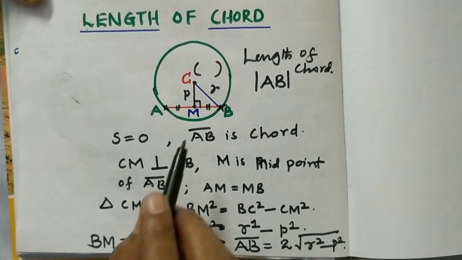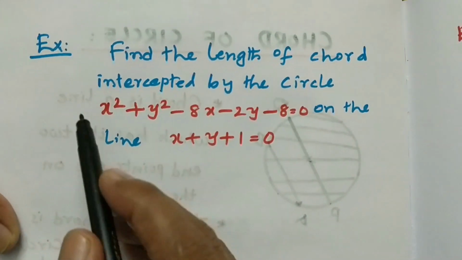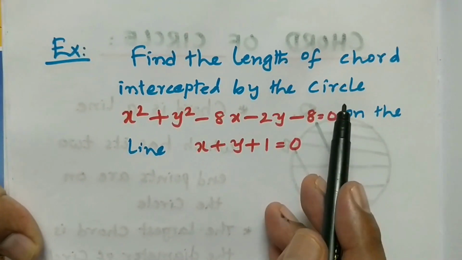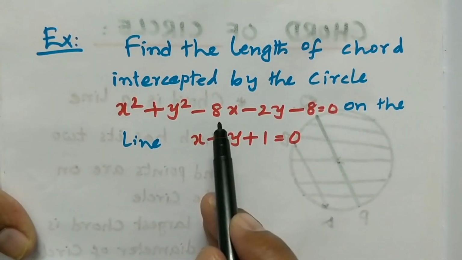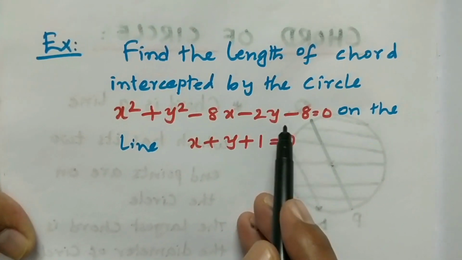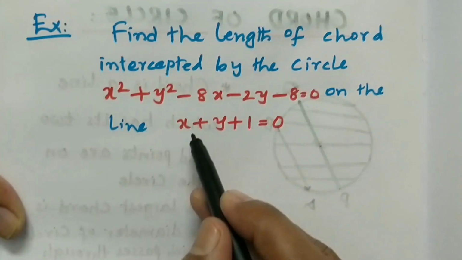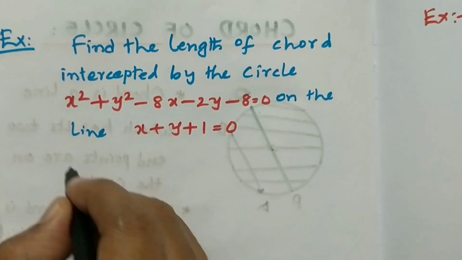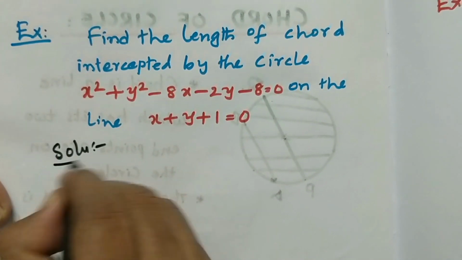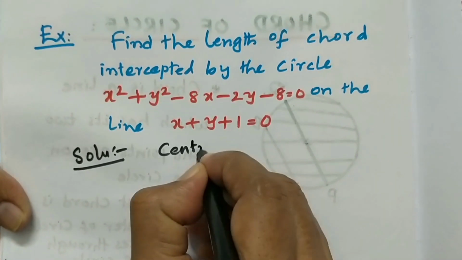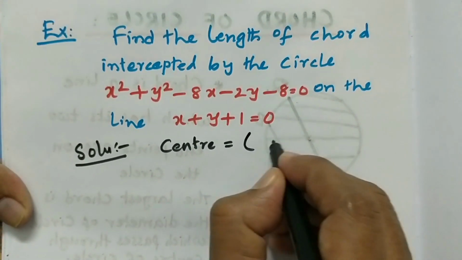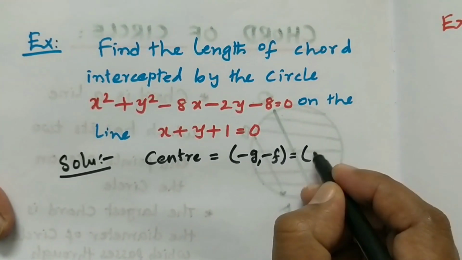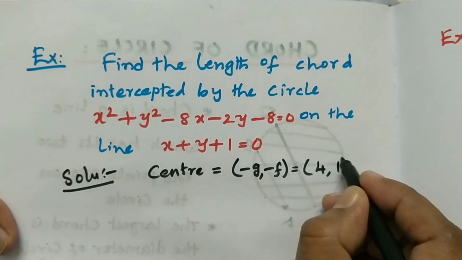See the example. Find the length of the chord intercepted by the circle x square plus y square minus 8x minus 2y minus 8 is equal to 0 on the line x plus y plus 1 is equal to 0. The given circle is this one. The solution: the center is minus g comma minus f, that is half of this with the sign changed, 4 and this is 1. First find the perpendicular distance.